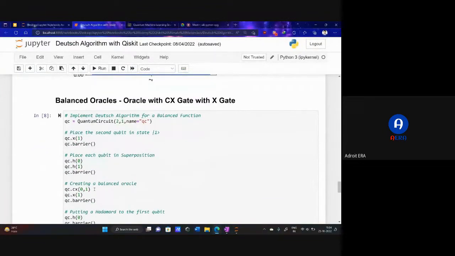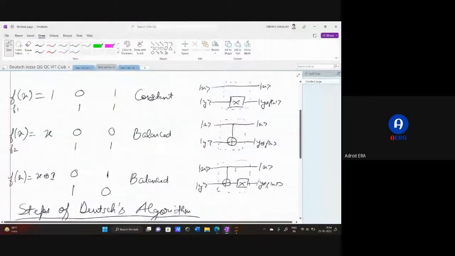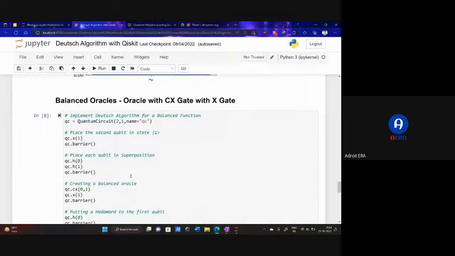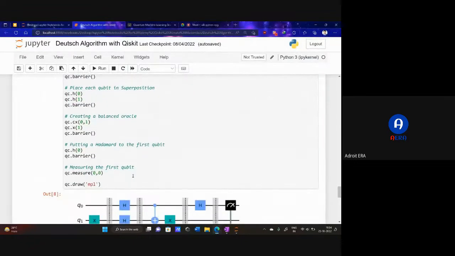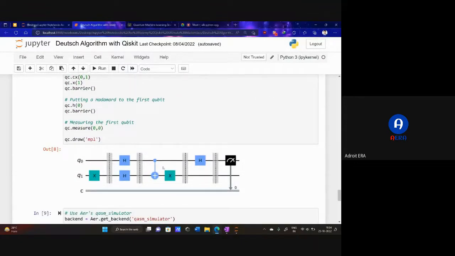So we apply the C naught gate and the X gate on the second qubit, right? We did it here. So C naught gate and the X gate in the second qubit, that is also balanced. And there also we apply that, we put the Hadamard, measure it. This is the circuit, very easy.